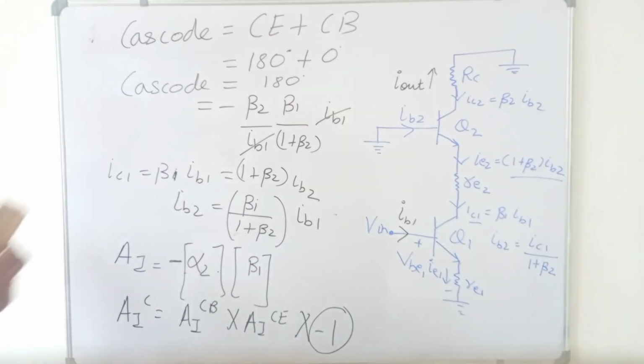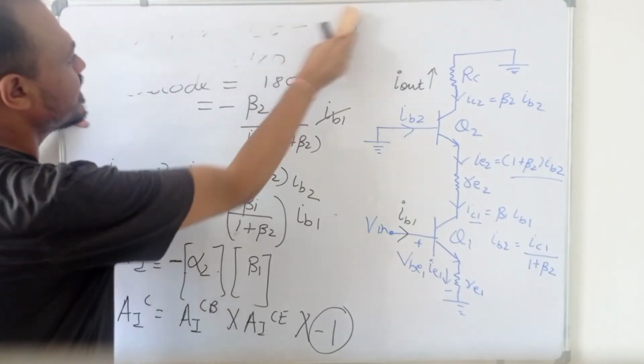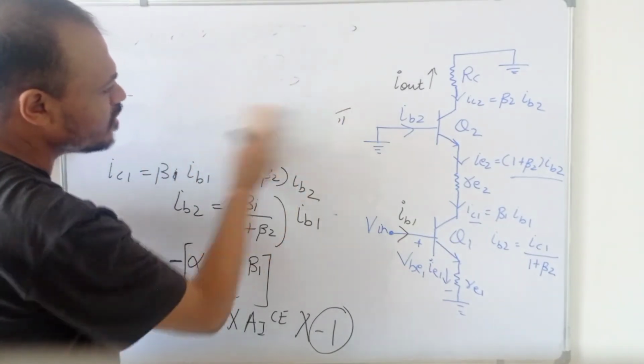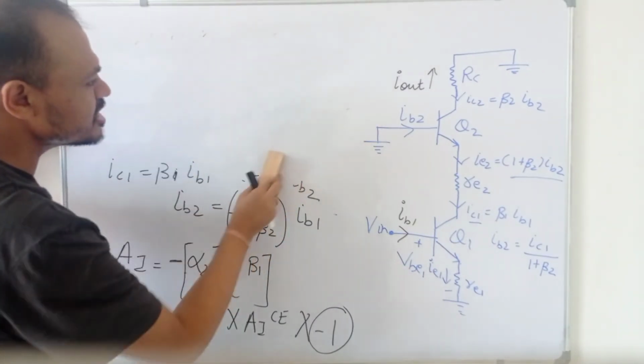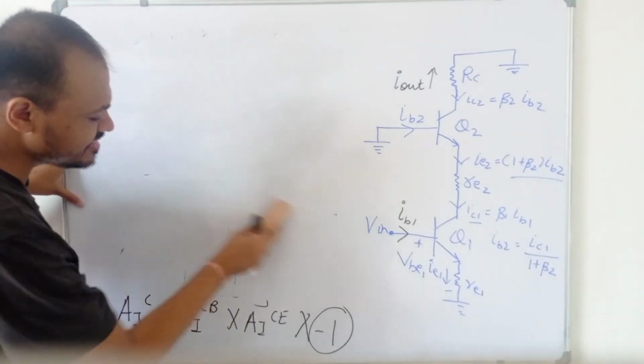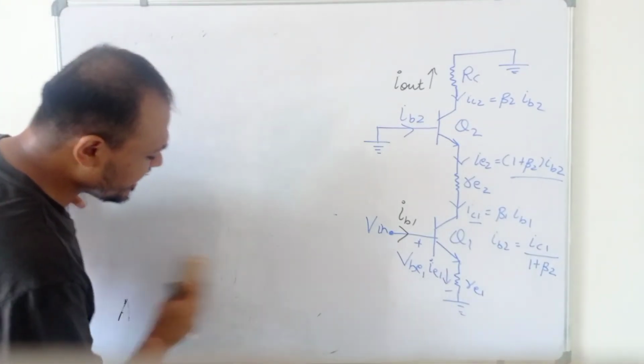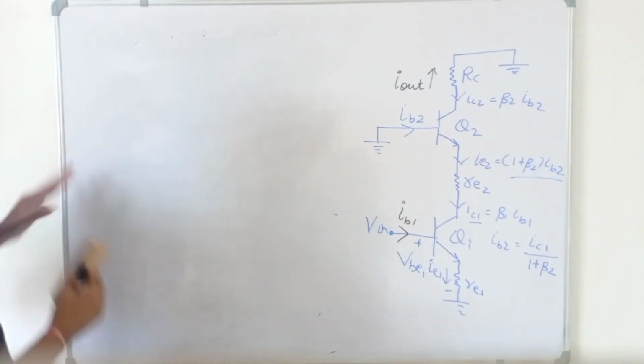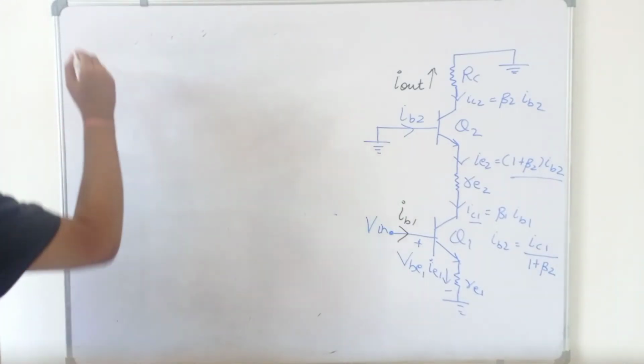Now we find the voltage gain. First we found the transconductance, then the input resistance, then the current gain. Now we have to find the voltage gain. So the fourth point is voltage gain.